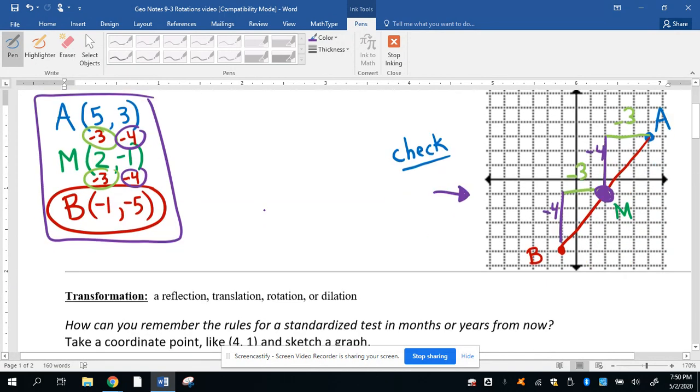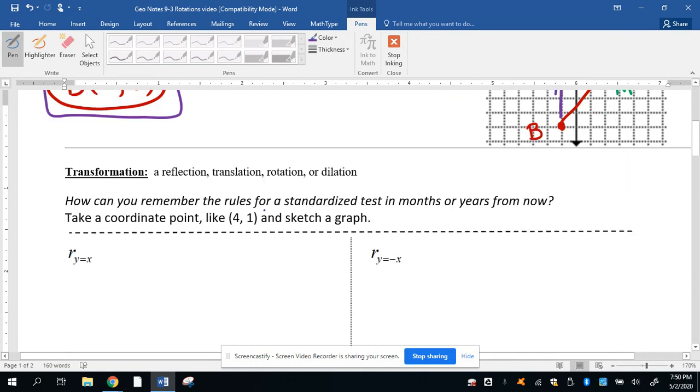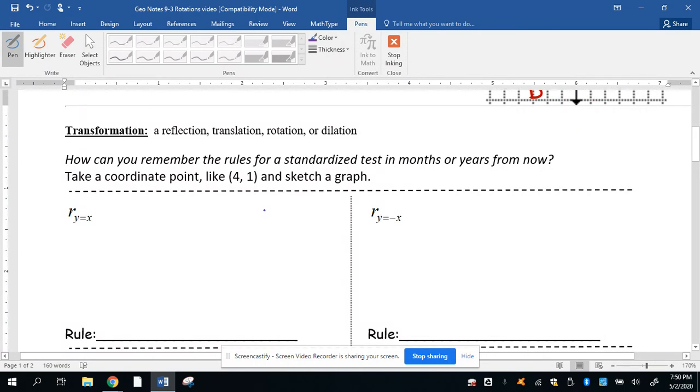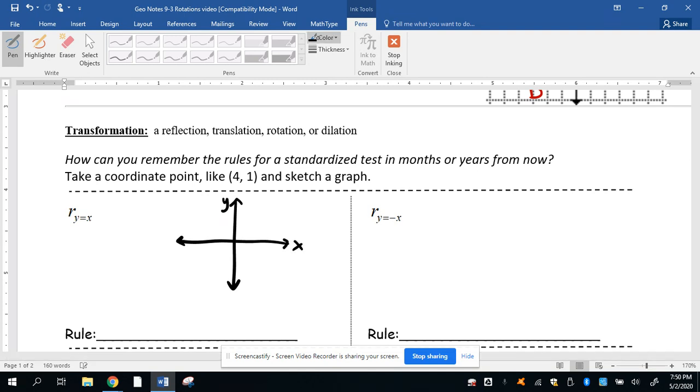Before we get into rotations, we want to review the transformations: reflections, translations, rotations, and dilations. I don't want you to memorize any rules. I want you to be able to understand the concept. So how do you remember rules? For instance, a reflection over the line y equals x. Let's just draw a graph and then draw a quick sketch of the line y equals x. And I always pick a point that's over a lot, up a little. For instance, over 4, up 1.